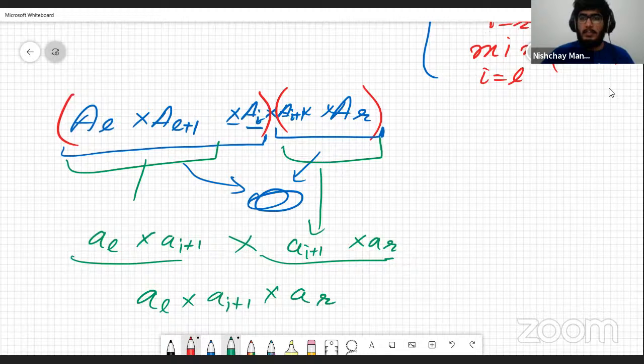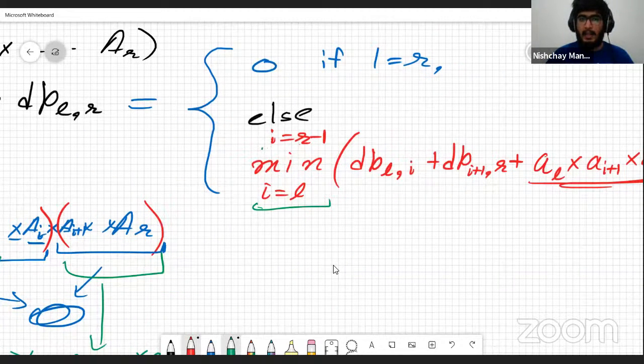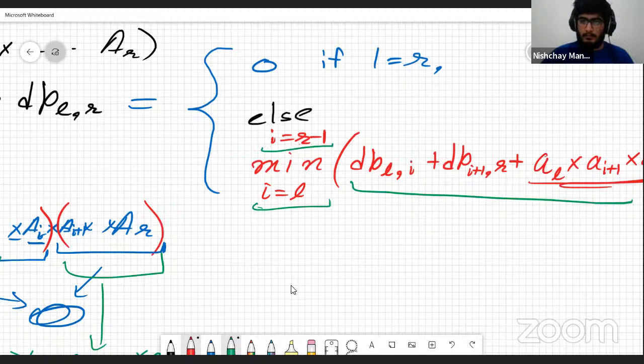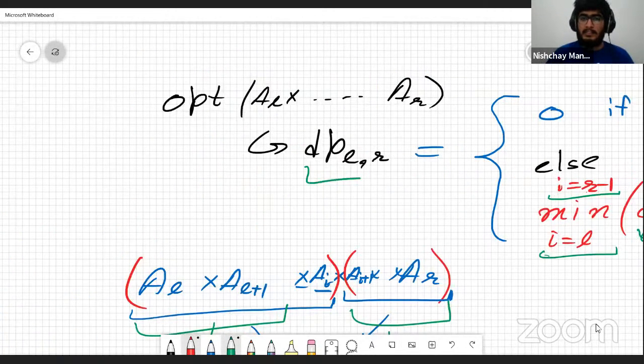Right? So this is the recursion formula that I need, which is I equal to L up until I equal to R minus 1. The minimum of this value, which is dp L I, which is the optimal of the left part, dp I plus 1 comma R, which is the optimal of the right part, plus the number of steps I require to merge these two parts, right? So whatever the minimum of this is, it's going to be my dp L R. And this is the recursion formula that you have to think of for the problem, right?